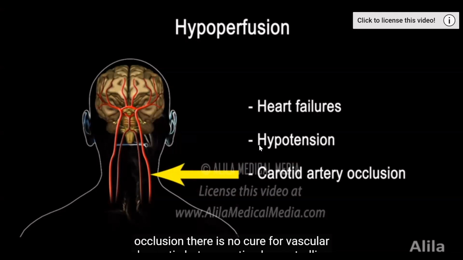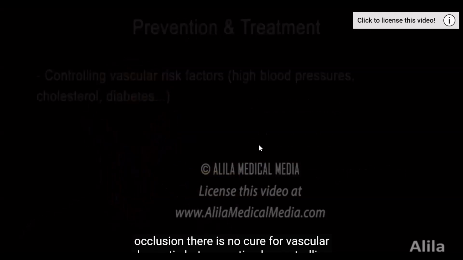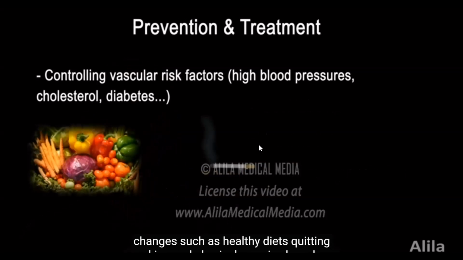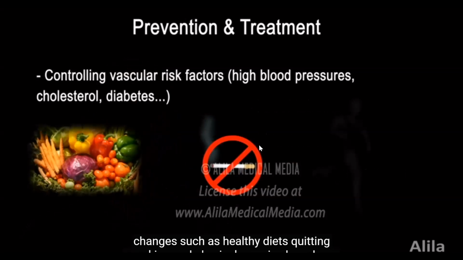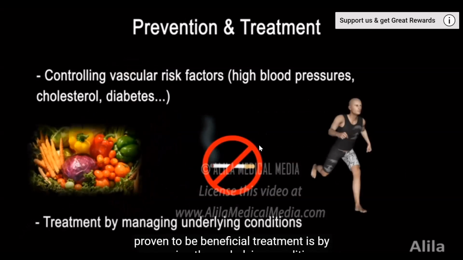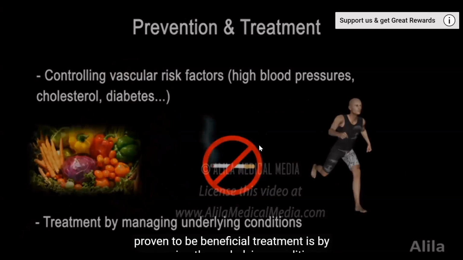There is no cure for vascular dementia, but prevention by controlling vascular risk factors, such as high blood pressures, can be effective. Lifestyle changes such as healthy diets, quitting smoking, and physical exercise have been proven to be beneficial. Treatment is by managing the underlying conditions.